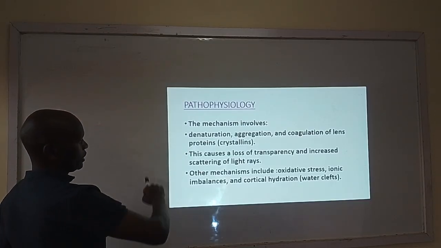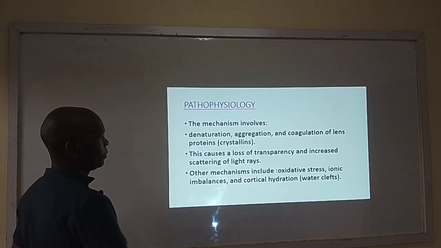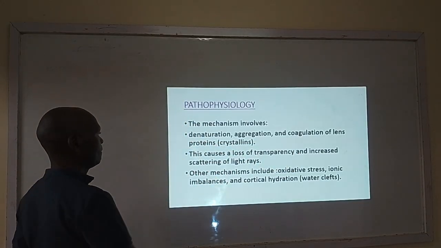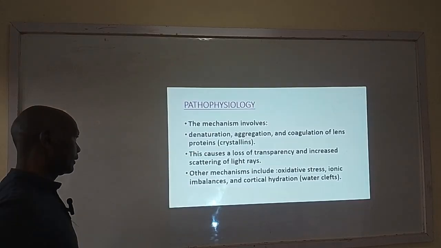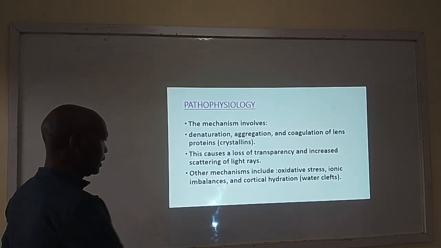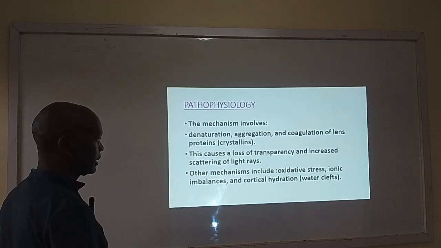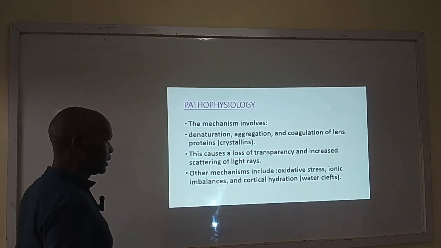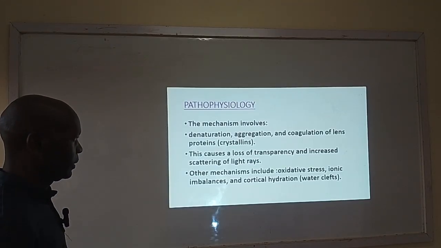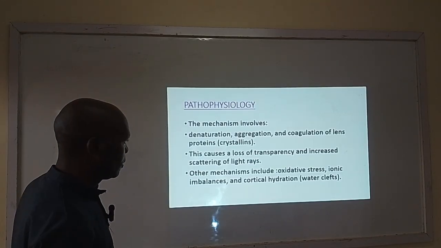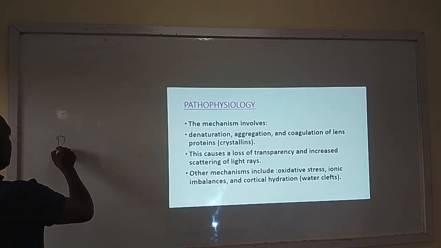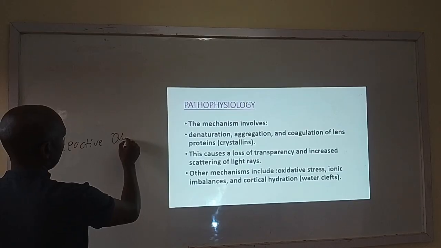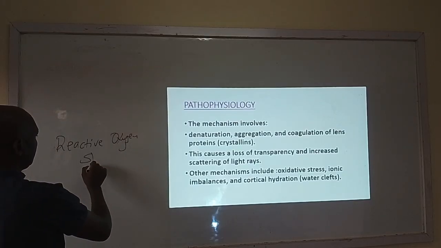So with these changes, your lens will lose transparency. And when they lose the transparency, light starts scattering. We have other issues that can contribute to changes on our lens, and that is oxidative stress. Oxidative stress is just something to do with the production of what we call reactive oxygen species.